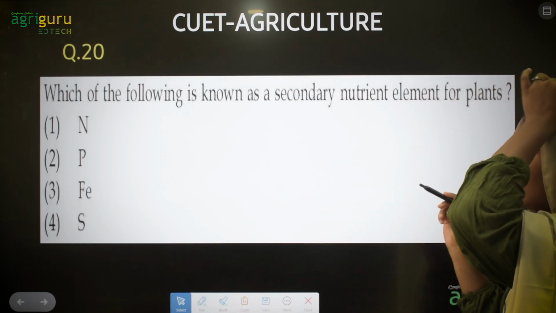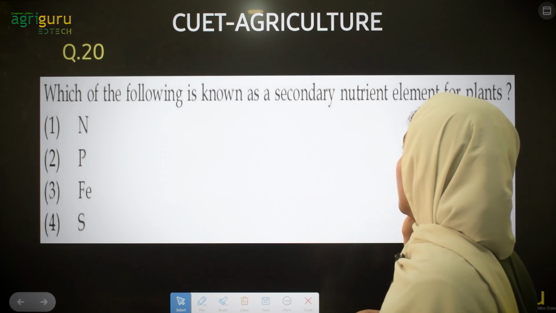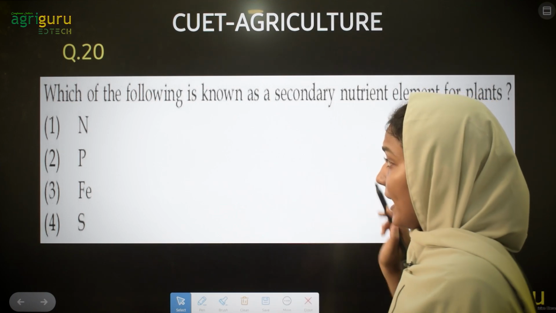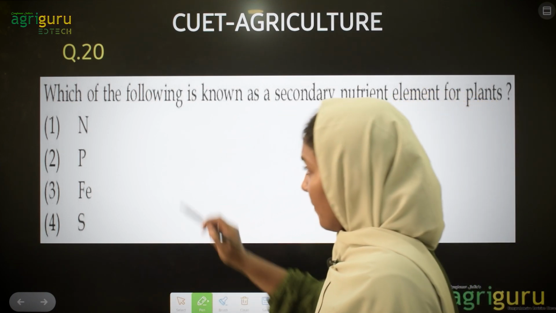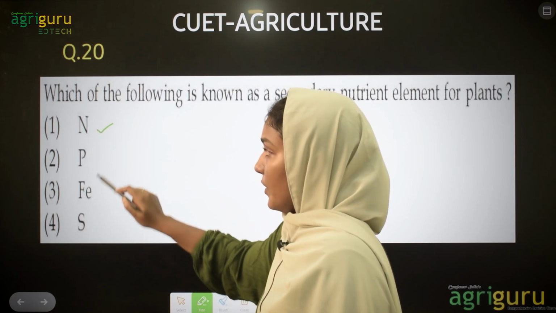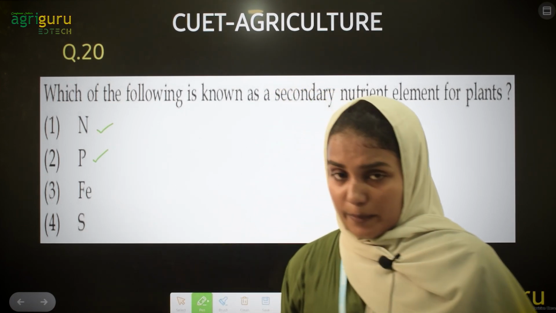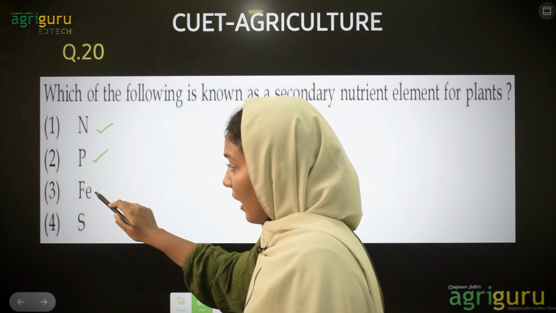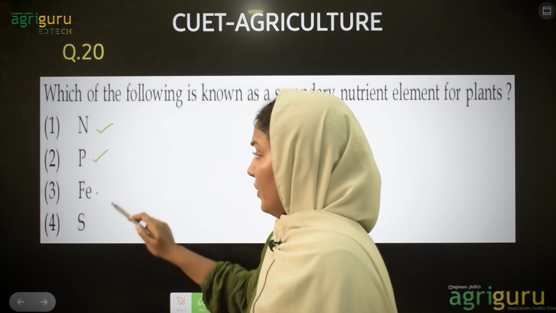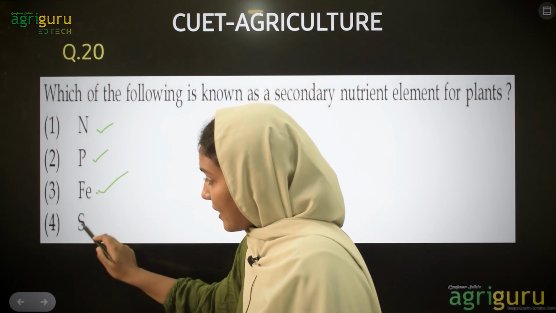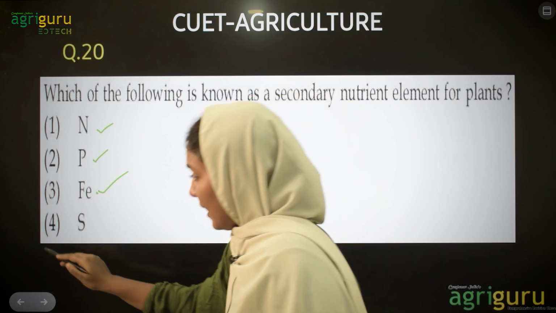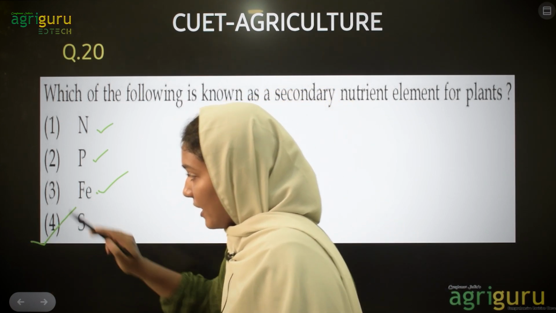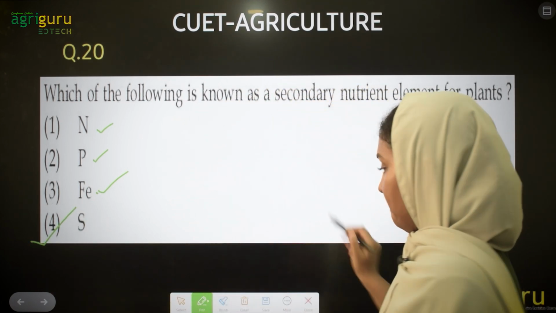Which of the following is known as a secondary nutrient element for plants? Secondary nutrient. Let's check the options. Nitrogen is a primary nutrient. Phosphorus is a primary nutrient. Then iron is a micronutrient. Here, what is the answer? Sulfur. Sulfur is a secondary nutrient. The answer here is option number 4.